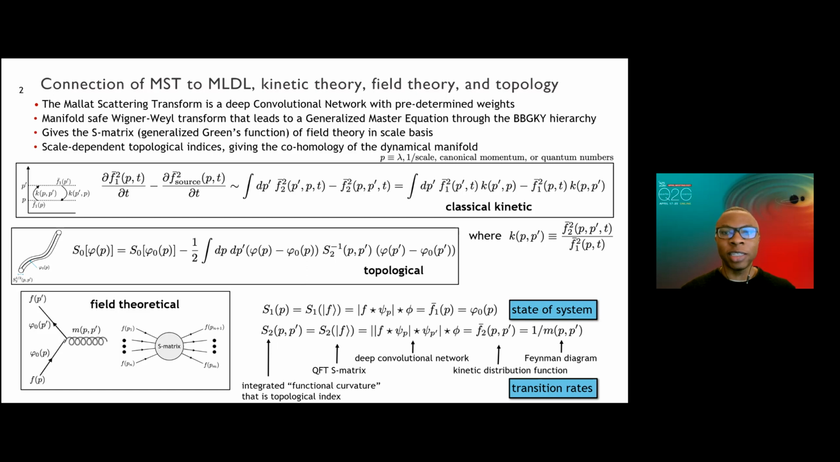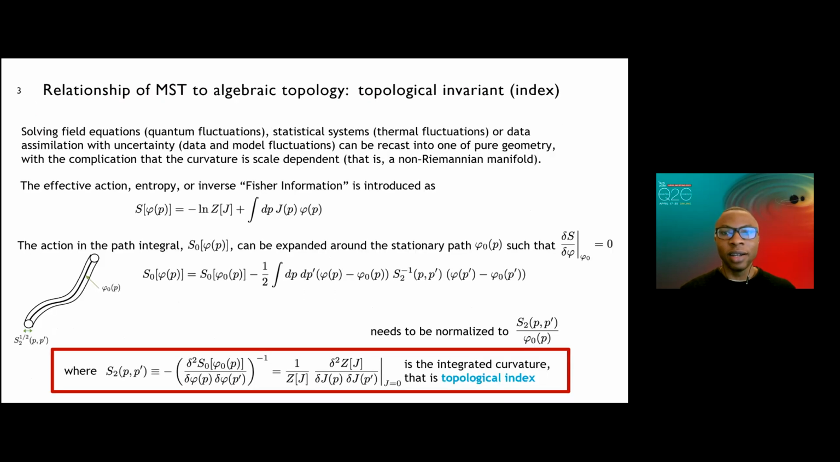So next I'll go into a little more detail about the topology details of the MST. You can reconsider either field equations, statistical systems, or data simulation problems as problems that only depend on geometry. But in this case, you have the complication that the curvature is field-dependent, or it might be dealing with non-Riemannian manifolds. So to quantify this, you can define an effective action in the field, as in the field equation case, as a function of the partition function. And you can solve for the path of least action, which is S naught of the path, and by taking the functional derivative and setting it equal to 0, you get the optimal path in this thick line here.